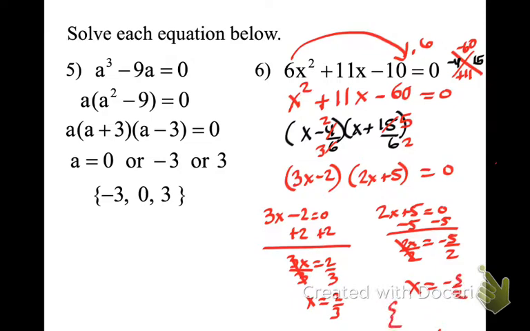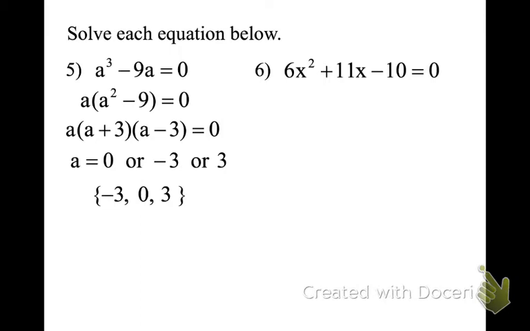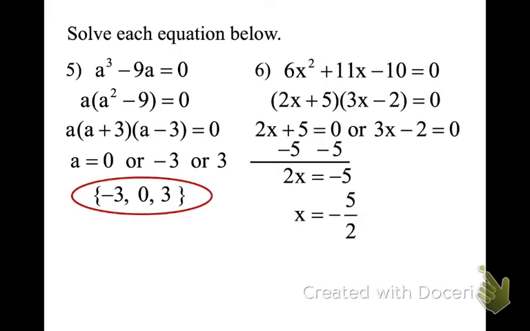So my solutions are -5/2 and 2/3. Make sure it's clear. Look at my answer, it looks really awkward. So you're going to have all kinds of factoring. Is everybody good with that? Couple more problems. Do not pack up.